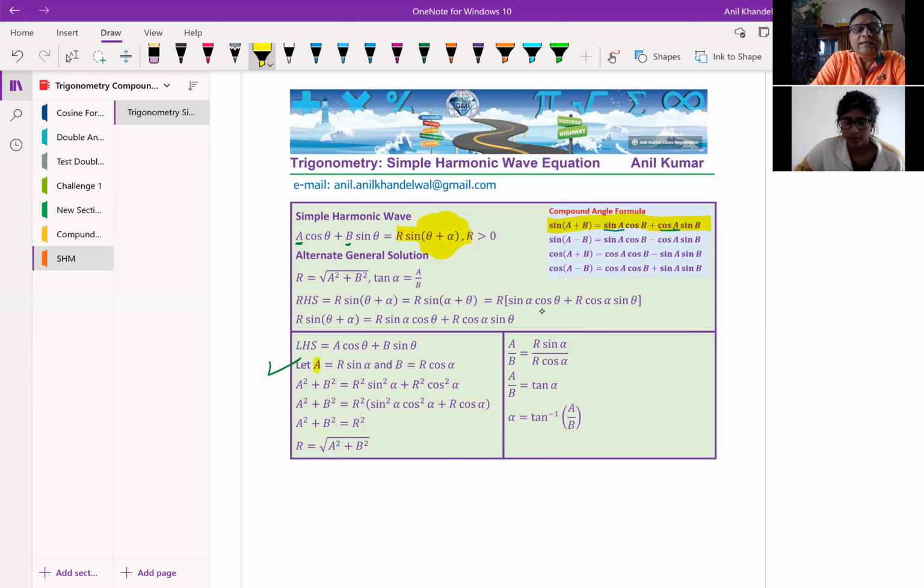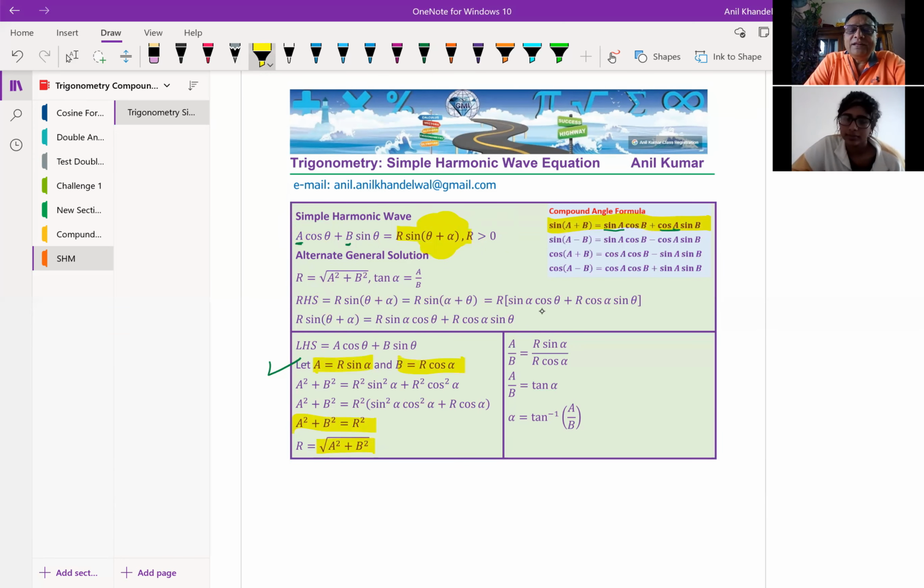So we are saying A is r sine alpha, B is r cos alpha. Because you expanded, and did the same thing, square and add them. So we get r square is a square plus b square. So r value is same, whether you use sine or cosine, which is square root of these coefficients square.